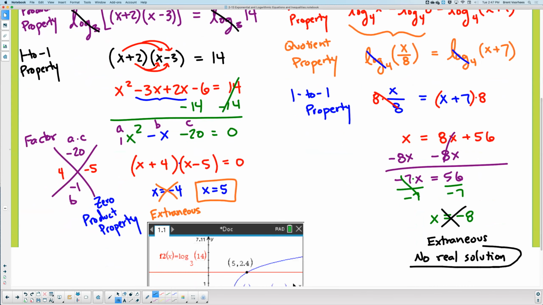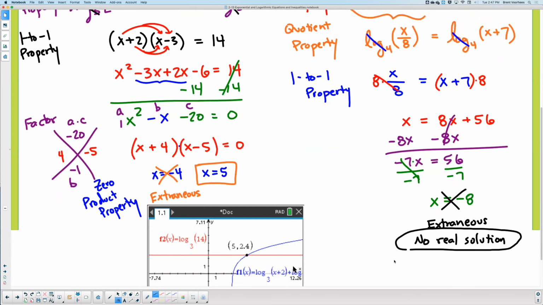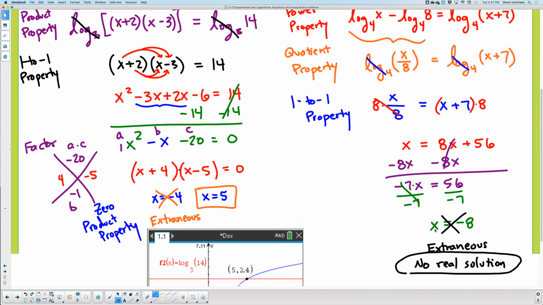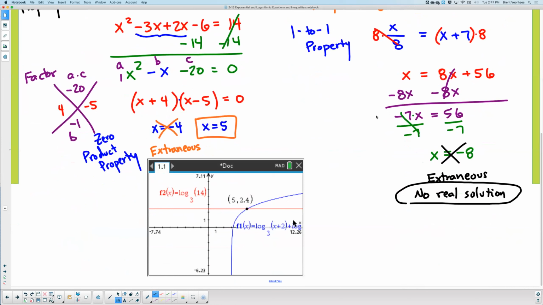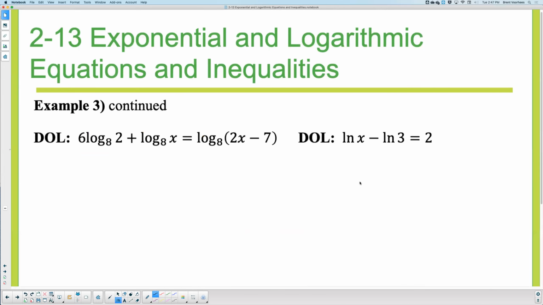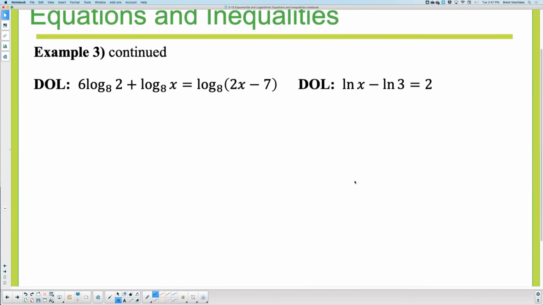And again, I could demonstrate by graphing. You could graph the two sides and you'll see they never intersect one another. There's not a real solution. All right, I have a couple for you to practice. All right, moving along.